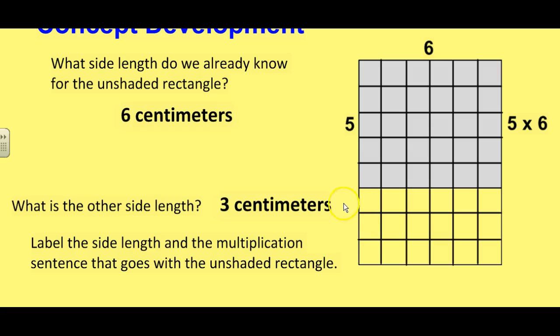So I want you to go ahead and label this side of the rectangle and this side of the rectangle. I know right here you don't see that it's 5 centimeters, but make sure that you are using centimeters whenever you're labeling them. And then I also want you to write what is the multiplication equation that you're going to use to solve for the area of the unshaded rectangle. And you can put that beside the rectangle or just somewhere on your paper. Whenever you're ready to check your answer, you can push play.